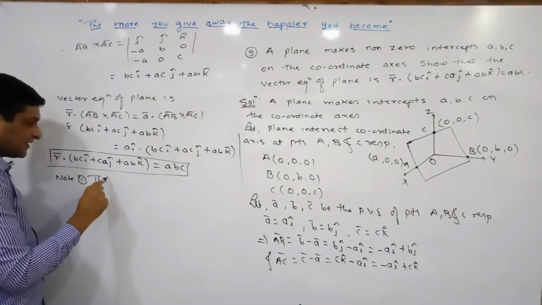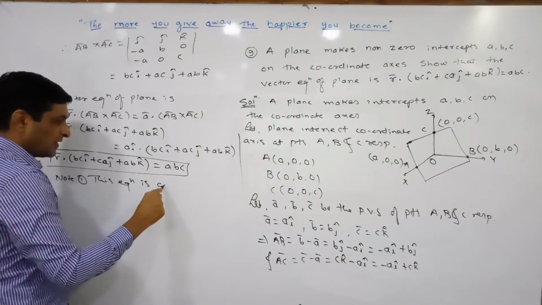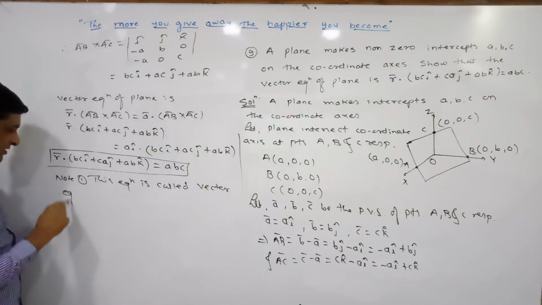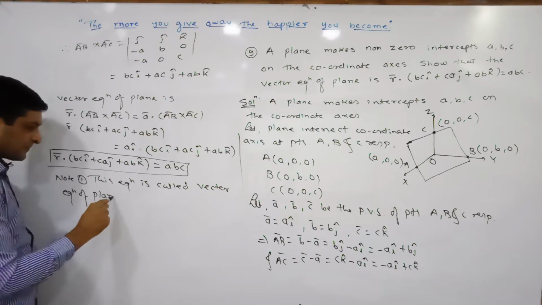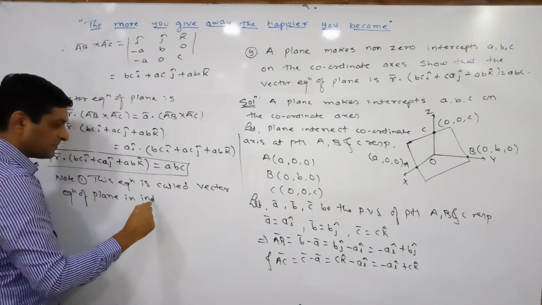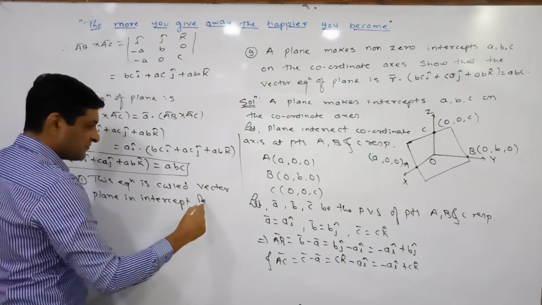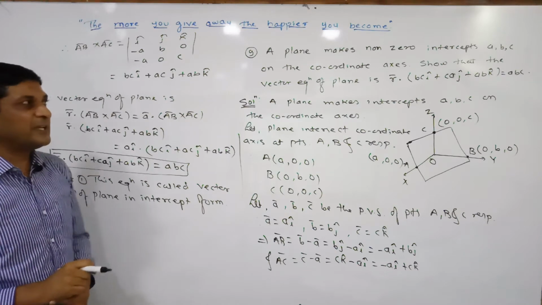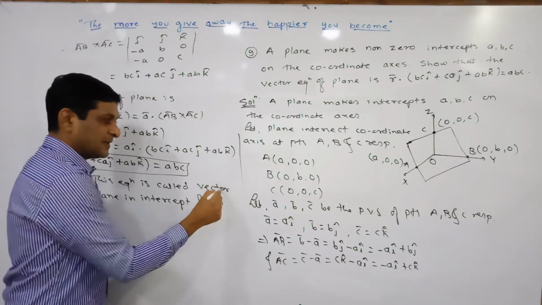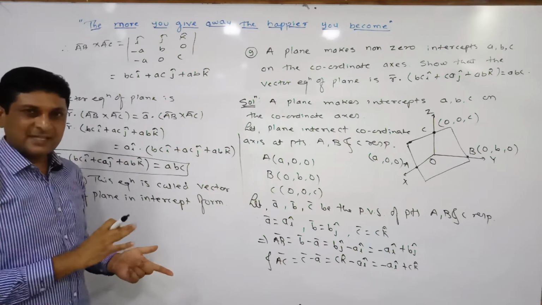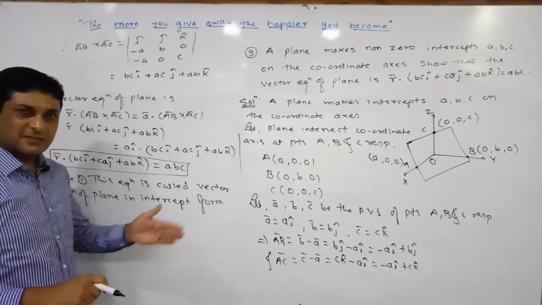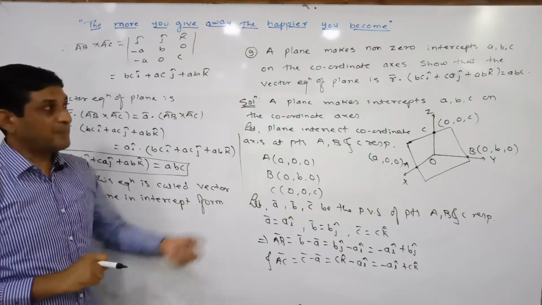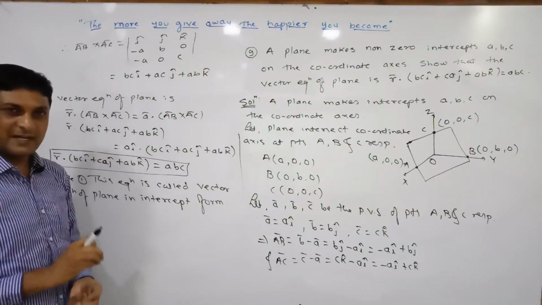So this equation is called the vector equation of plane in intercept form. You should know this as a formula which can be applicable while solving examples. It is not given as a theorem, it is given as an example, but we are able to apply this formula as one of the important formulas if the intercepts made by the plane on the coordinate axes are given to us.